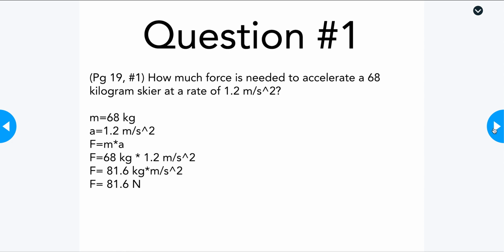So we are solving for F, and we know that F equals ma, force equals mass times acceleration. So we go ahead and plug in the information we have: 68 kilograms times 1.2 meters per second squared. So it's right there. You do the math, 68 times 1.2 is 81.6. When you combine the units, you get kilogram meters per second squared, but we know because we're dealing with force that that unit simplifies to newtons. So our answer is 81.6 newtons.